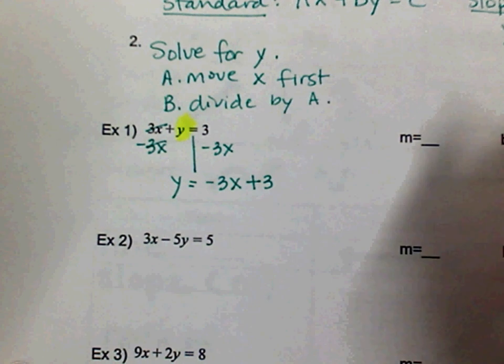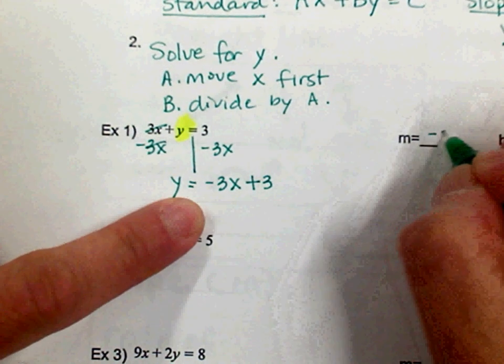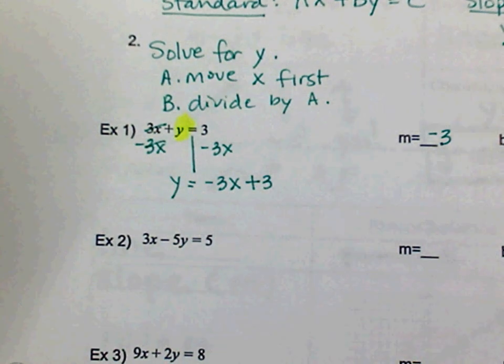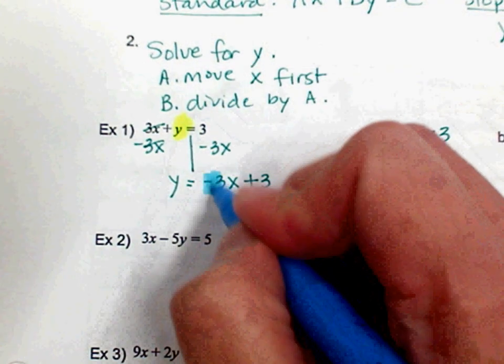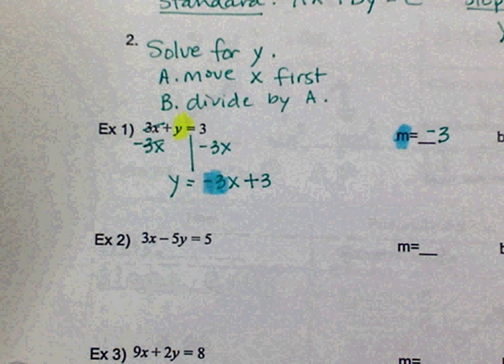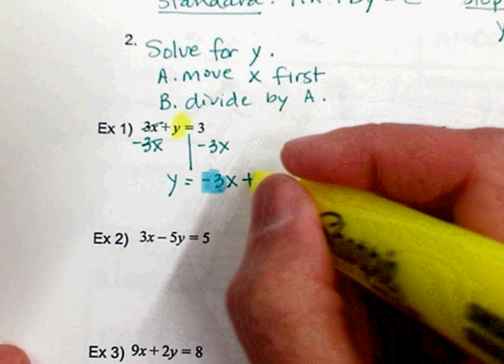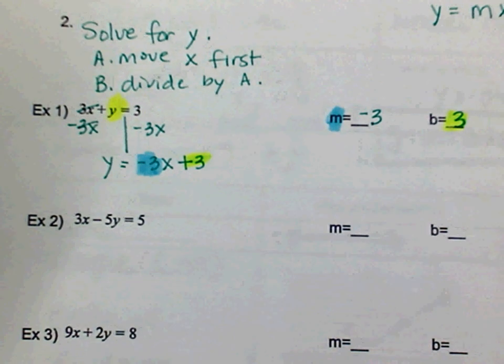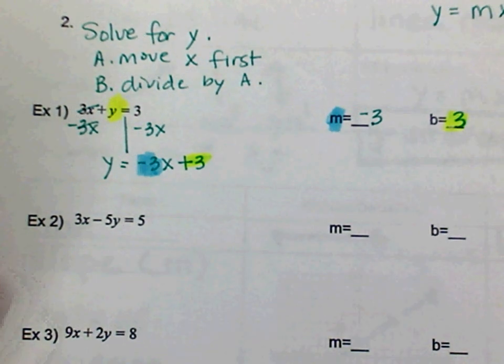Right. So her slope is negative 3. Y-intercept is 3. Okay? So here is your slope. Here is your y-intercept. Oops, sorry. All right. Let's look at the next one.